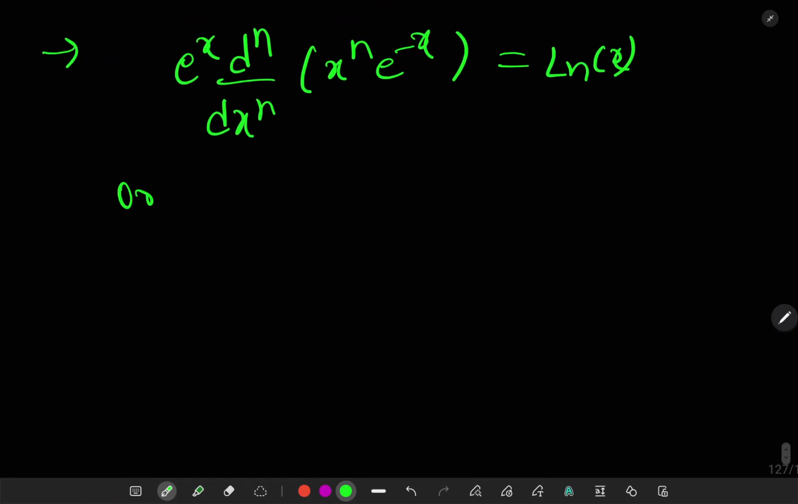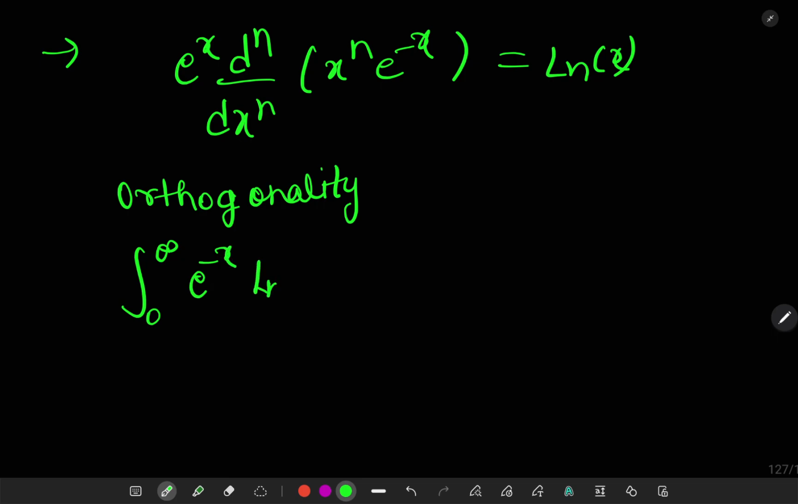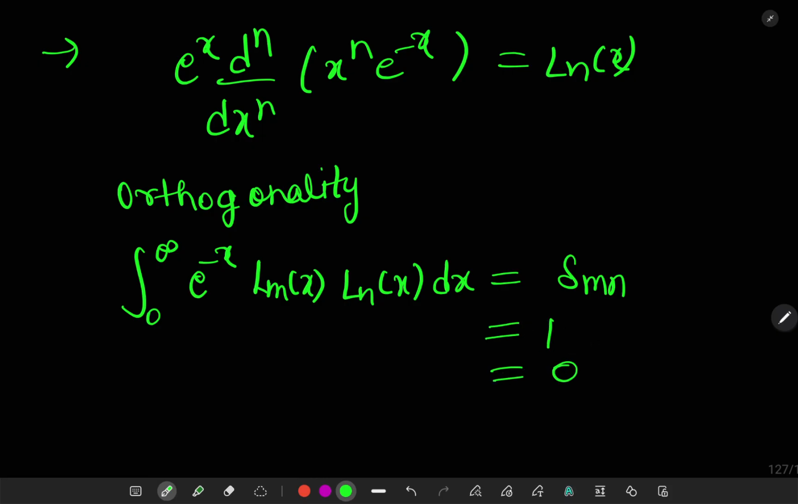Now, the orthogonal property of Laguerre polynomial. Limits 0 to infinity, integral of e raised to power minus x Lm x Ln x dx is equal to Kronecker delta mn. As you know, if m equals n, then it becomes 1. If not, it is equal to 0.